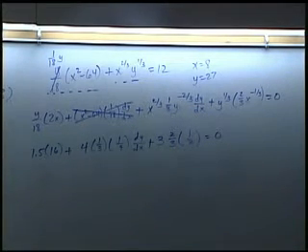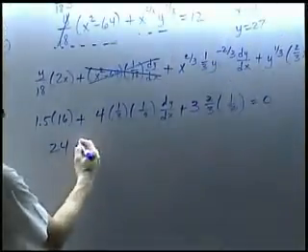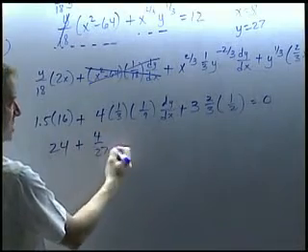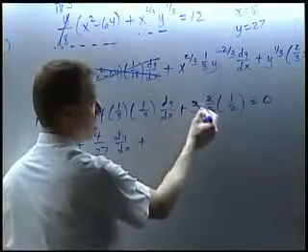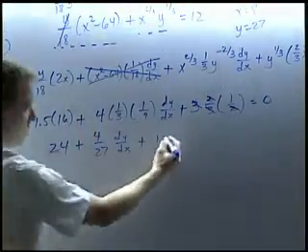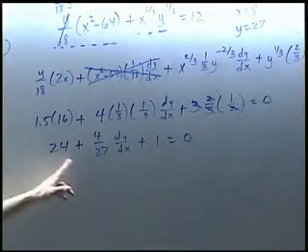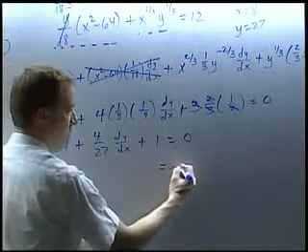All right. 16 and 1.5 would be 24. This would be 4/27 dy dx. Let's see, the 3's cancel, the 2's cancel. That's just a 1, isn't it? So that's 0. 24 plus 1 is 25. So I can move that 25 over to the other side.